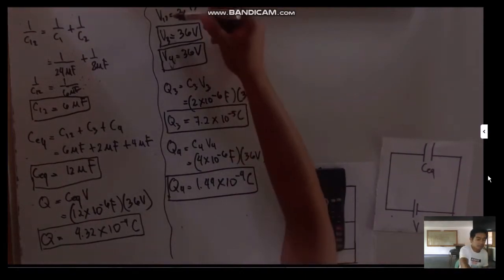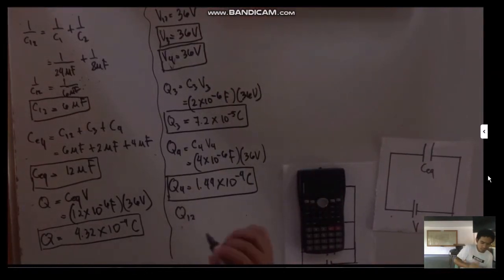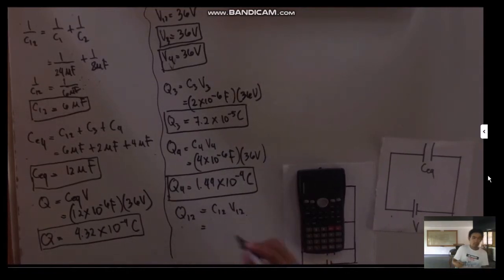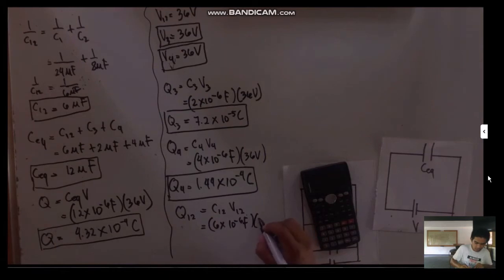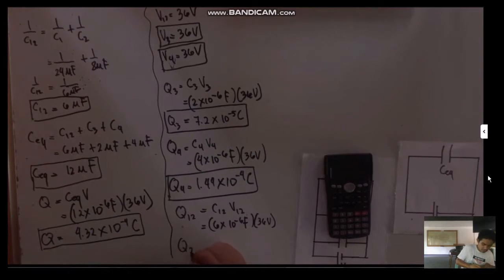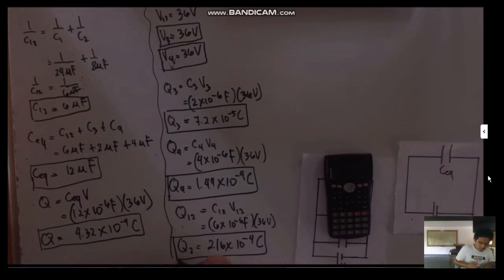Next, since we don't have Q1 and Q2, we'll first obtain Q12. Q12 is C12 times V12. C12 is 6 microfarad, or 6 times 10 to negative 6 farad, multiplied by V12, which is 36 volts. Then Q12 equals 2.16 times 10 to negative 4 coulomb.